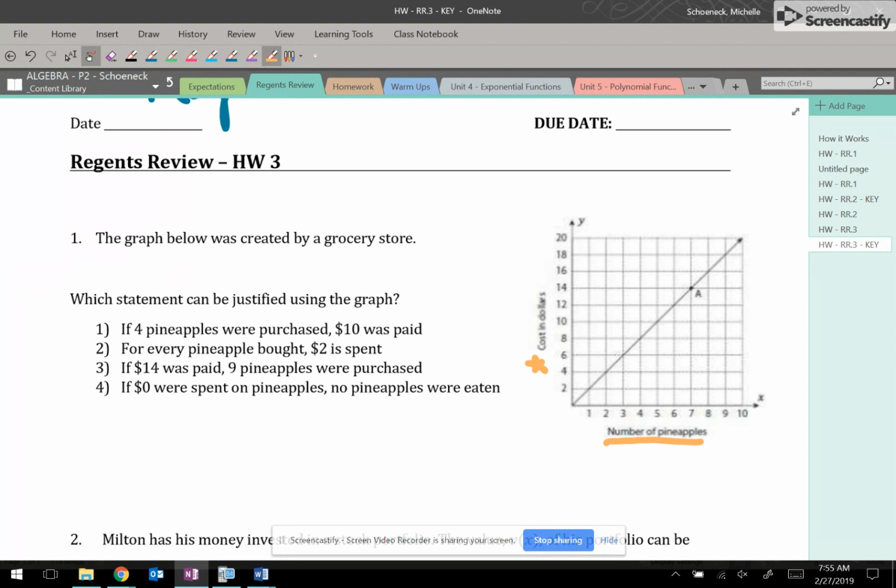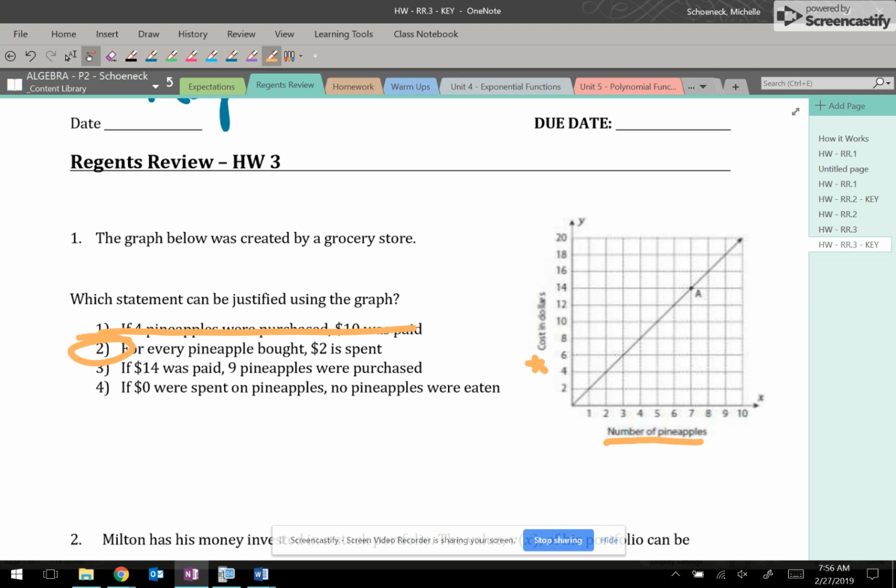If 4 pineapples were purchased, $10 was paid. So we're going to $4 up, and only $8 was paid. So that's not correct. Okay, next up, for every pineapple bought, $2 is spent. So for 1 pineapple, it should be $2. 2 pineapples should be $4. 3 pineapples should be $6. Yep, that one works.